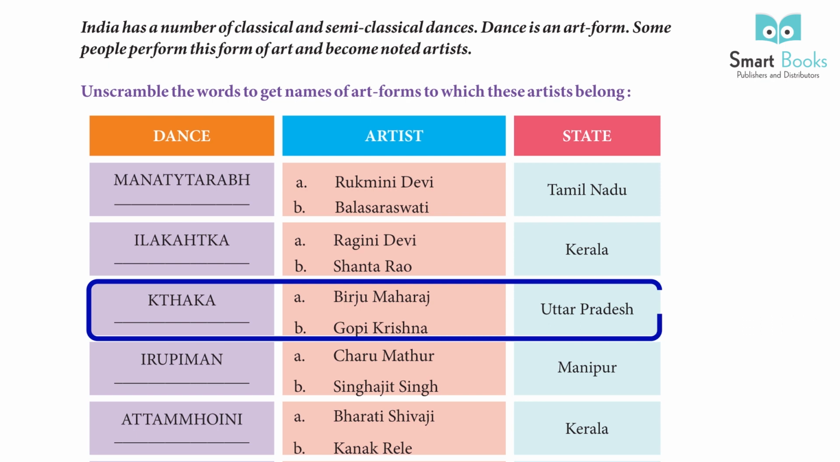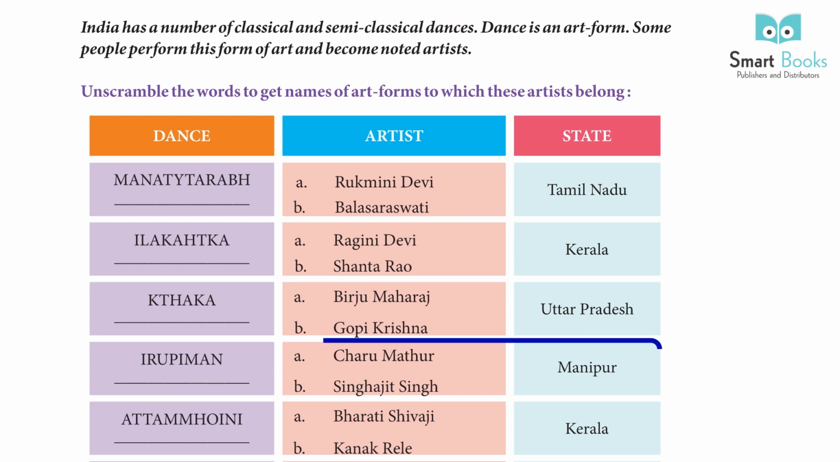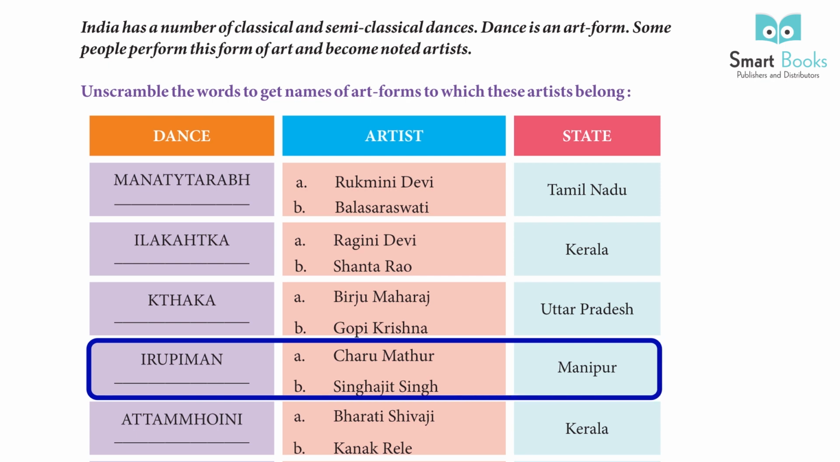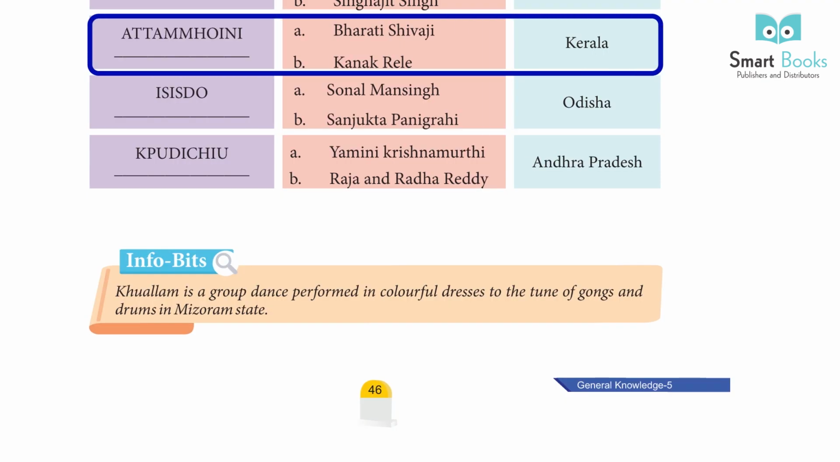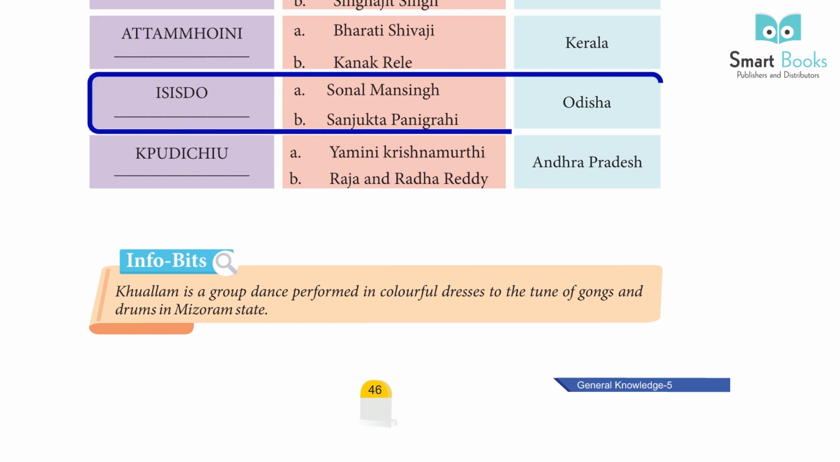Kathak, Birju Maharaj, Gopi Krishna, Uttar Pradesh. Manipuri, Charu Mathur, Singhajit Singh, state Manipur. Mohini Attam, Bharti Shivaji, Kanak Rele, state Kerala. Odissi, Sonal Man Singh, Sanjukta Panigrahi, state Odisha.